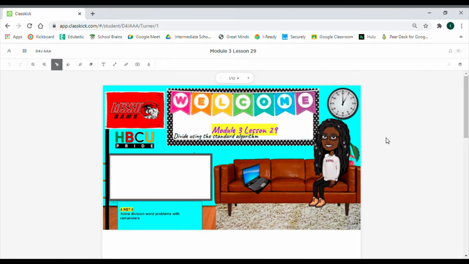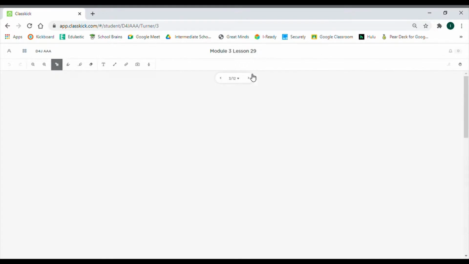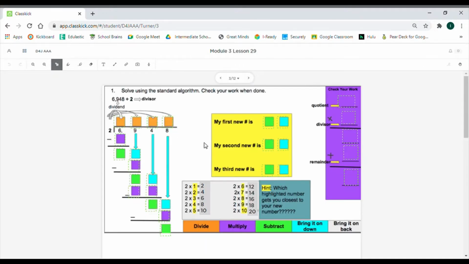In today's video, we are focusing on Module 3, Lesson 29, and we're going to continue dividing. However, we're no longer dividing in the hundreds place, right? We're used to problems like this. However, today, we are going to be dividing into the thousands place. Remember the steps: divide, multiply, and subtract. Bring it on down and bring it on back. Let's go ahead and apply these facts to our first problem.